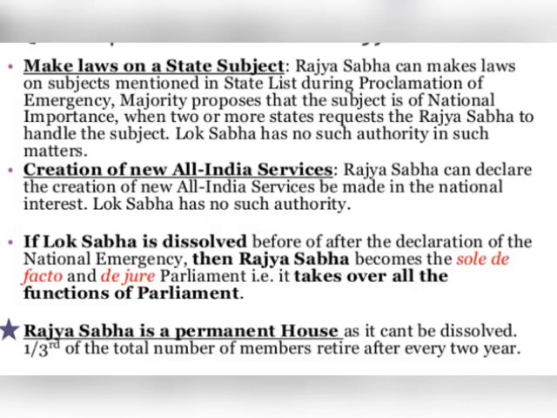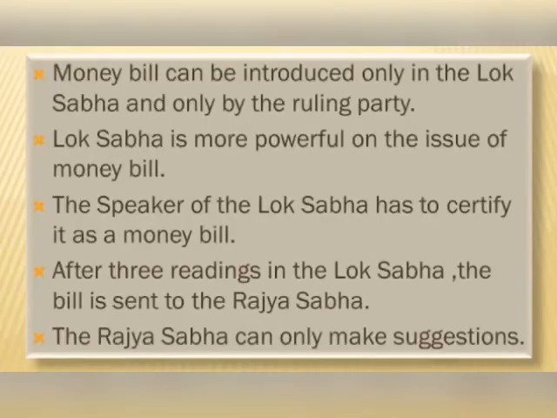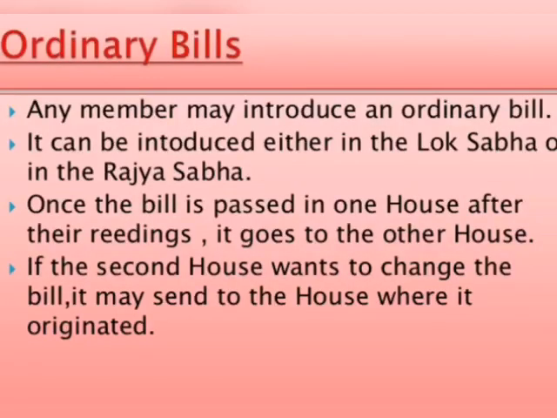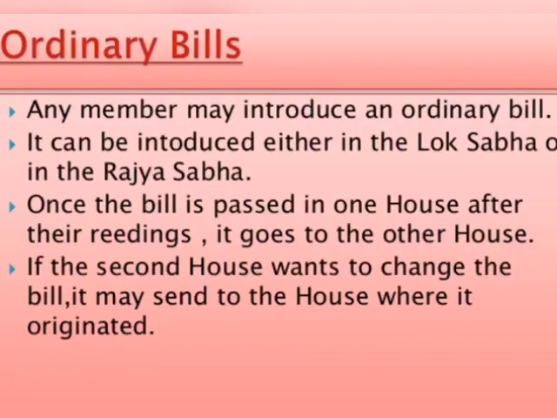Now next, we will see what is the process of making law in our country. Students, please remember there are two types of bills. One is money bill and other is an ordinary bill. We must know the difference between a money bill and an ordinary bill. A bill that deals with the taxes is known as money bill, and bills other than this are known as ordinary bill.